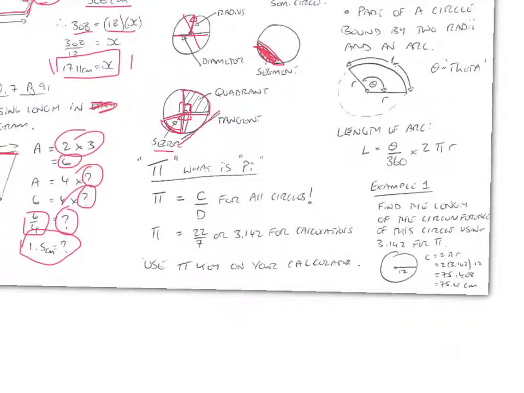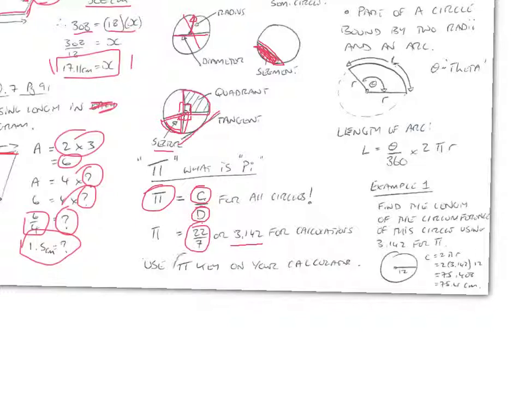Now, what about pi? What is pi? We've met pi many times, and now what is pi? Pi actually is the ratio of, for any circle, a euro coin, a hula hoop, a wheel of a car, any circle you can imagine, the ratio of that circle's circumference to its diameter, or the circumference divided by the diameter, will always be equal to this value of pi, which is, we use 3.142 for our calculations, and sometimes we use 22 over 7.